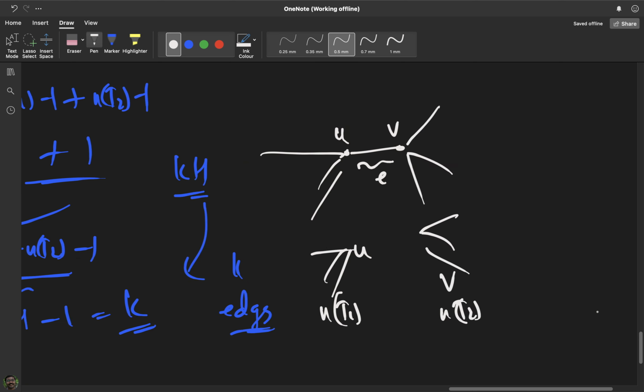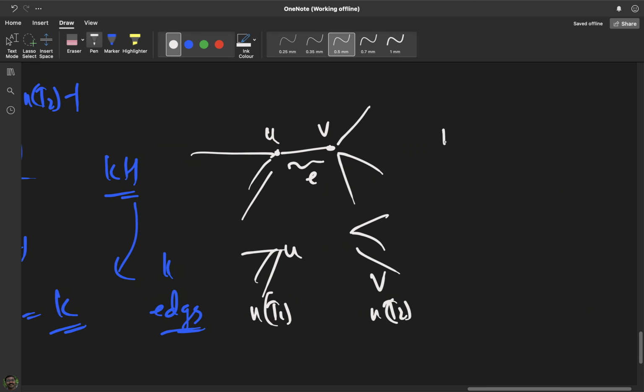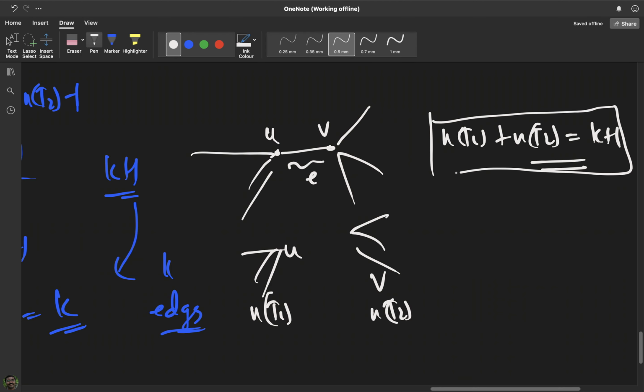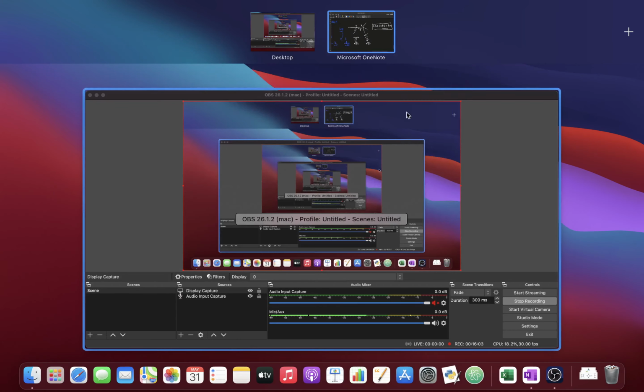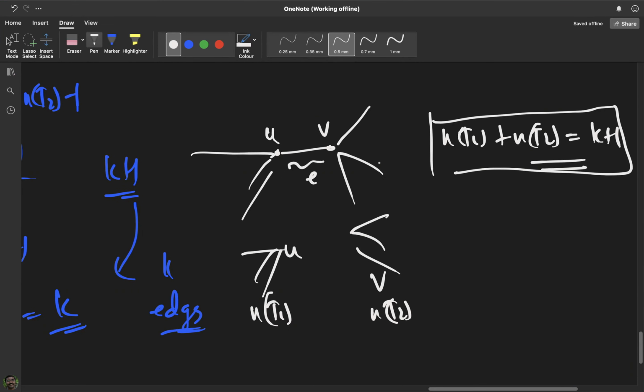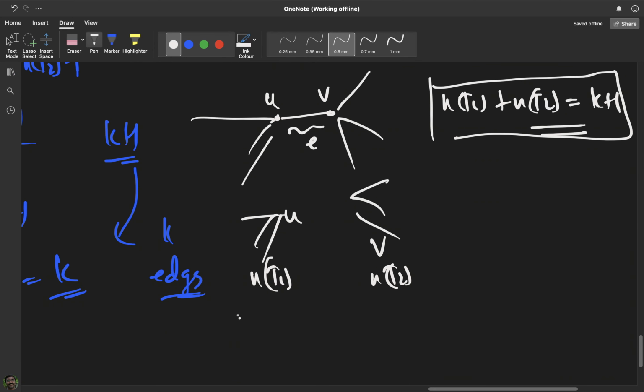Okay, so how many vertices are there in the original graph? That is n(t1) plus n(t2) vertices. That is your total number of vertices, which is k plus 1. So this many vertices are there actually. Now, if I look at these two components, how many edges would be there in this component? By the induction assumption, I should have n(t1) minus 1 edges in this set and n(t2) minus 1 edges in this set also.